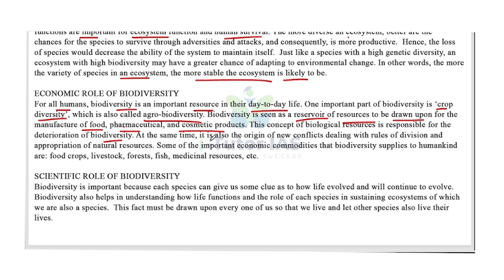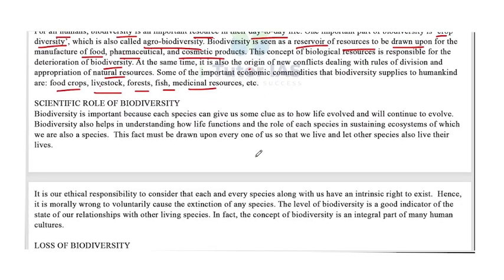At the same time, it is also the origin of new conflicts dealing with the rules of division and the appropriation of natural resources. Some of the important economic commodities that biodiversity supplies to humankind are food crops, livestock, forest, fish, medicinal resources, etc. Now, the scientific role of biodiversity.